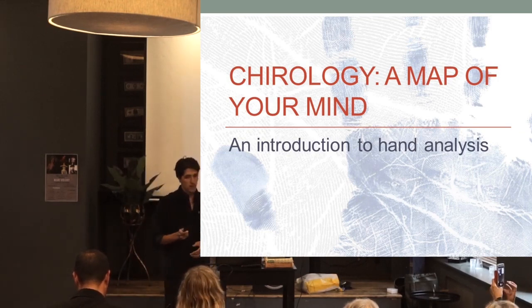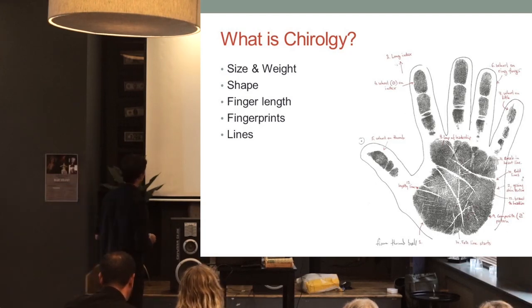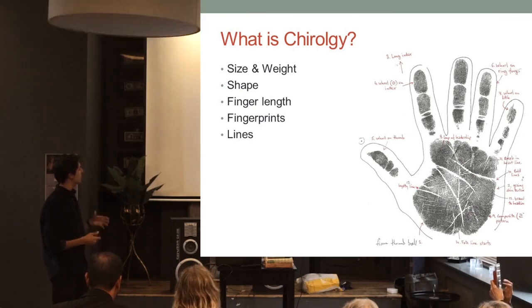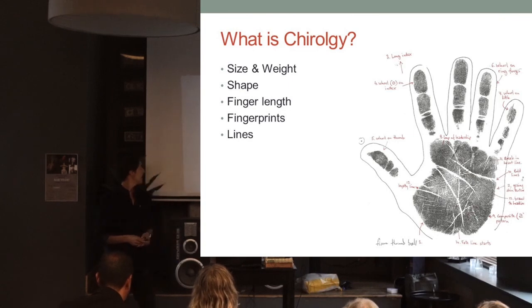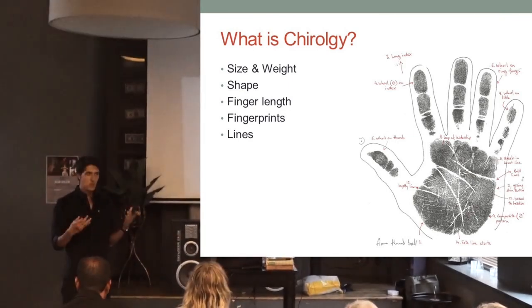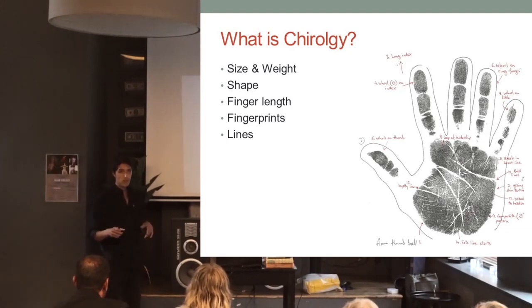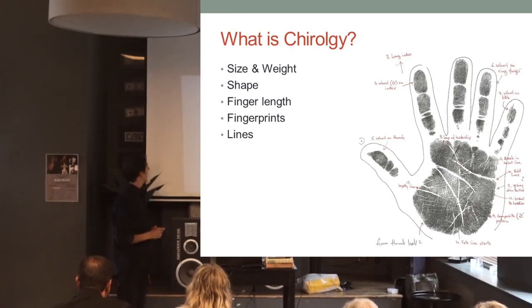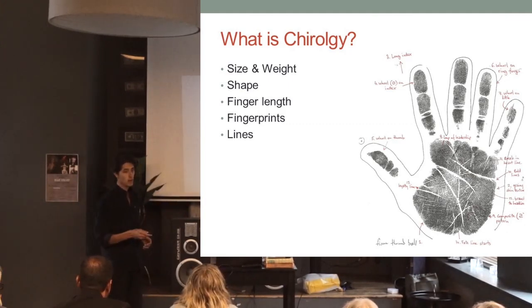So, what is chirology? Well, chirology is the study of the size, the shape and the weight of the hand, the finger lengths and the fingerprints, and the lines. Now, what a chirologist does is analyze all of these things to then interpret someone's psychology, someone's character, and someone's health to some degree. Now, I've been studying chirology for 10 years, and in doing so, you see all sorts of absolutely fascinating things. And what I've got here is a breakdown of those different areas that we're going to look at.